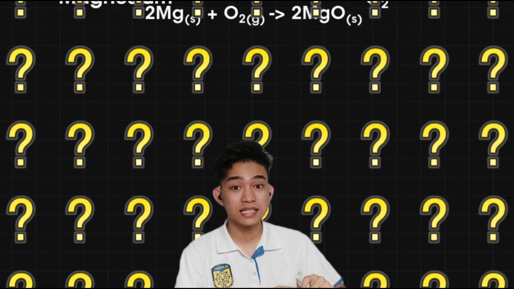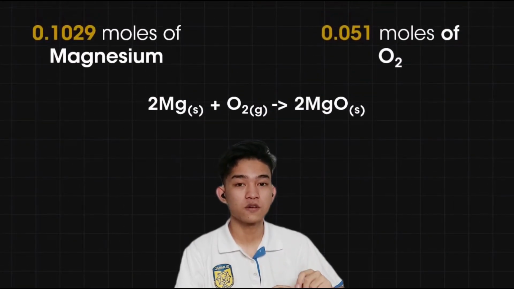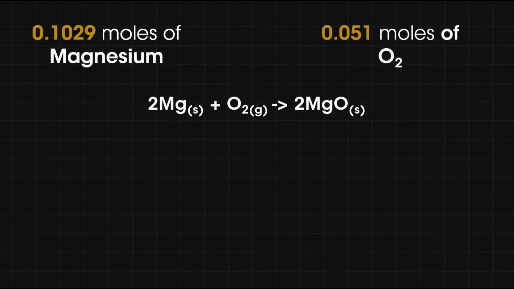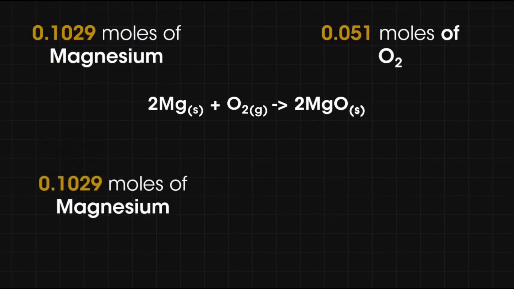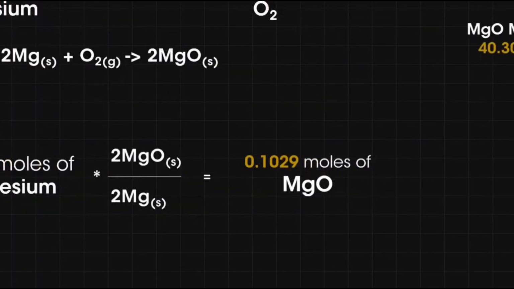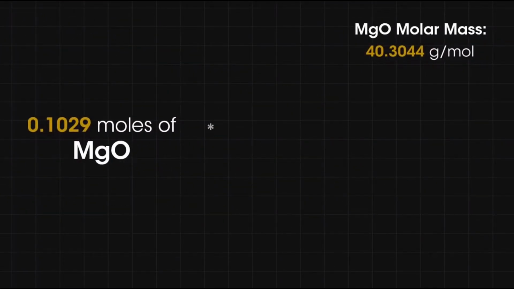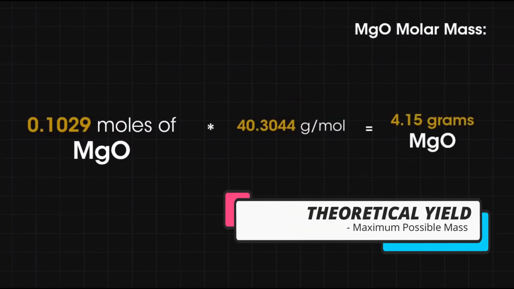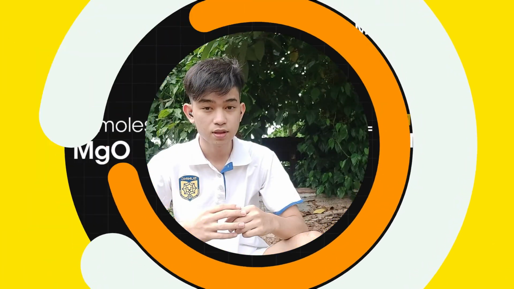Now in a hypothetical scenario, let's say we are given moles of magnesium and moles of oxygen gas. We can determine the amount of product that can be formed by first multiplying our moles of magnesium by the ratio of MgO and magnesium. Converting moles to grams, we'll simply multiply our moles of magnesium oxide to our molar mass per 1 mole. We will arrive at our theoretical yield of 4.15 grams of magnesium oxide, which is the maximum possible mass if we were to use all of our limiting reactant, magnesium.